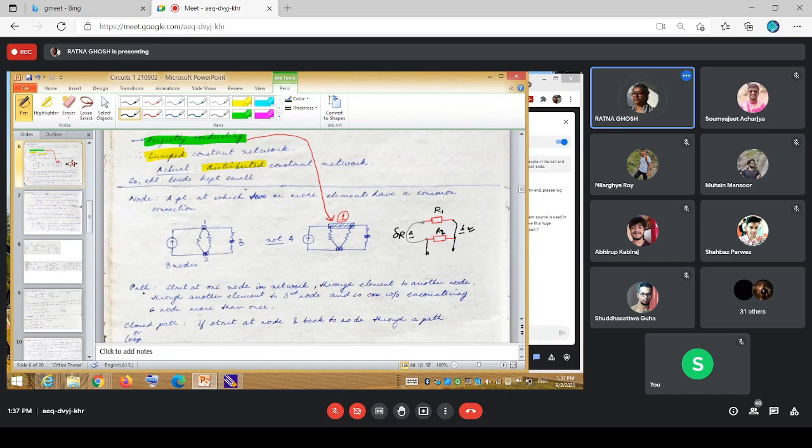Coming on to a path. What is a path? It's a long description there. You start at one node in the network, go through an element to another node, through another element to a third node, and so on, without encountering, and this part is important, without encountering a node more than once. This is critical.